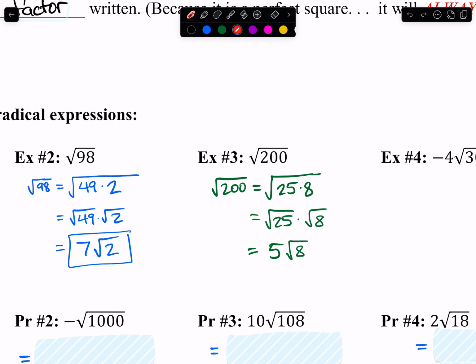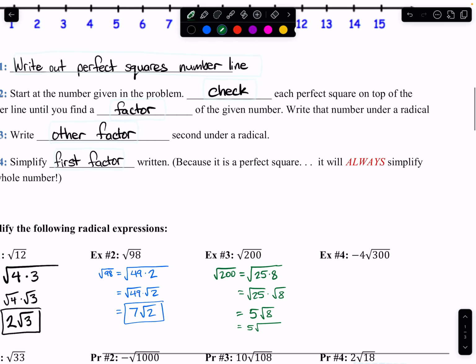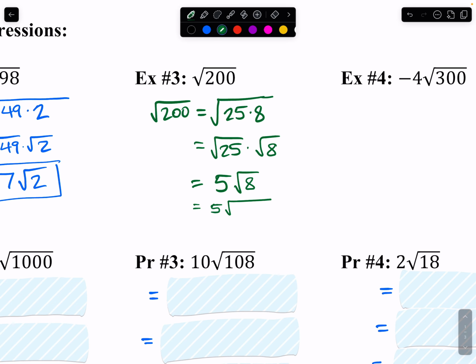If I try to repeat the process and simplify the square root of 8, we will find, I'll just keep it the same color, that the biggest perfect square that goes into 8 is 4. So I could rewrite the square root of 8 as the square root of 4 times 2, which would be 5 times the square root of 4 times the square root of 2, but that's 5 times 2 times the square root of 2, which would be 10 root 2.